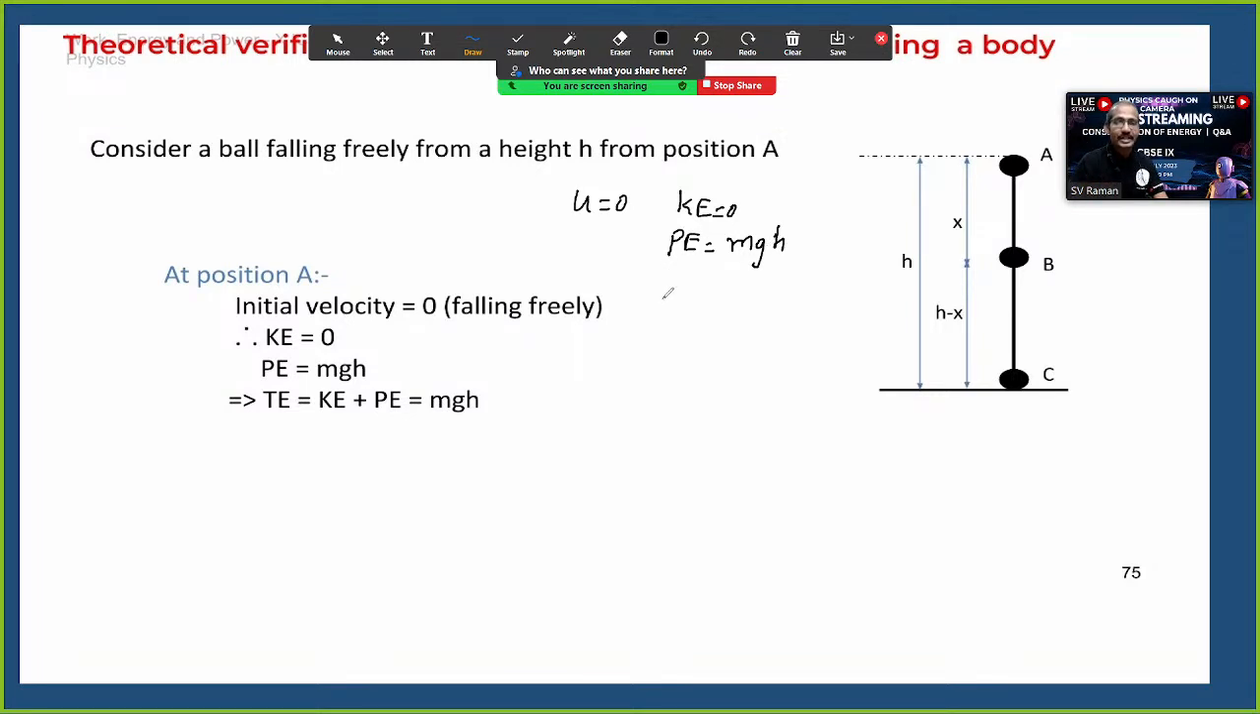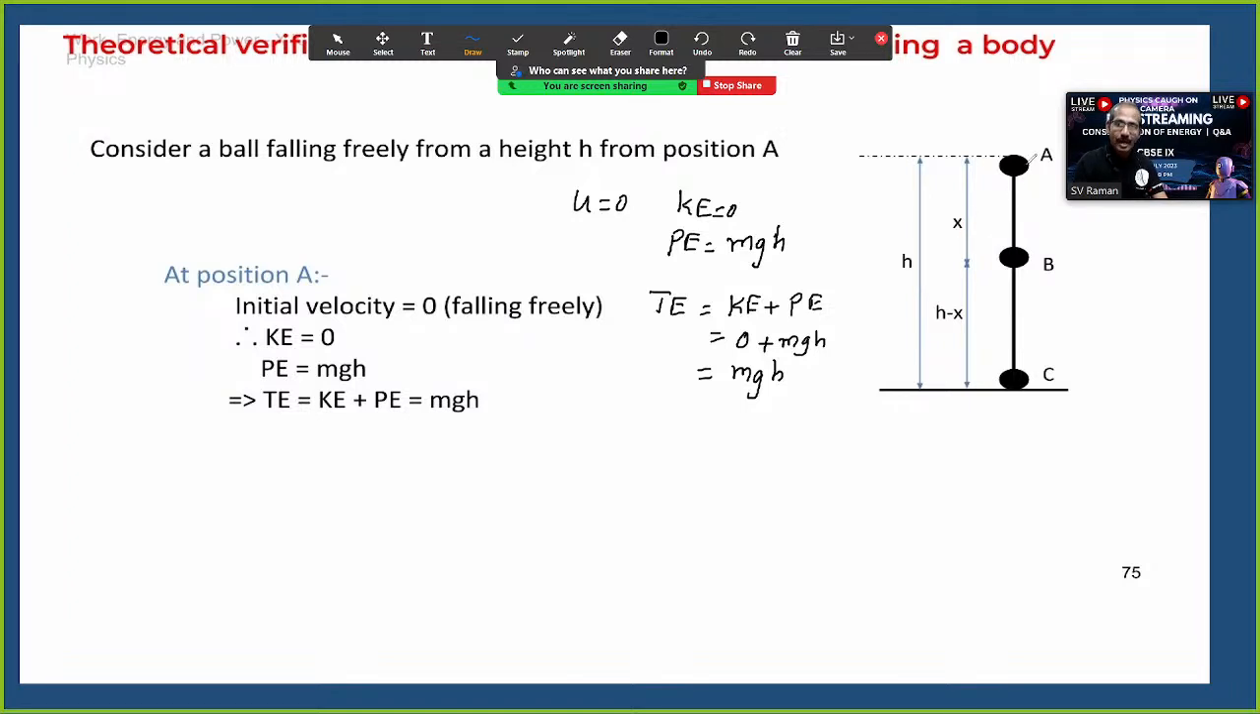Now the total energy, how much? Total energy is equal to both kinetic energy plus potential energy. Kinetic energy will be 0. Potential energy will be mgh. So total value will be mgh at point A.